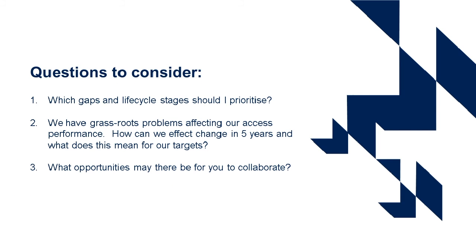So we have set out some of the questions that you probably need to be thinking about as you're looking at your levels of ambition and your targets. And I think as you start to develop your plans, you need to think about what gaps and life cycle stages you need to be considering. If you do have those grassroots problems, such as we can see in the performing arts, particularly in music performance, how can you affect change over the 5 years of the plan? And then what are your longer-term objectives going to be in those spaces?